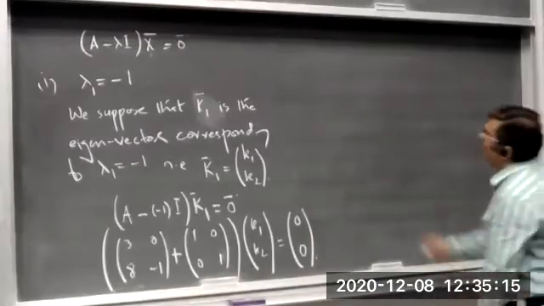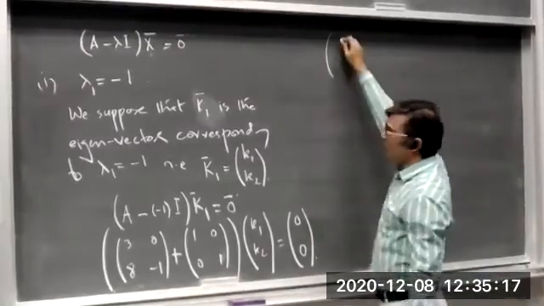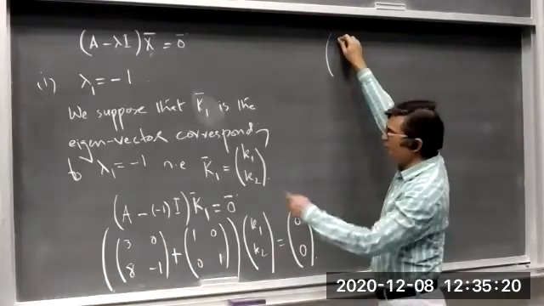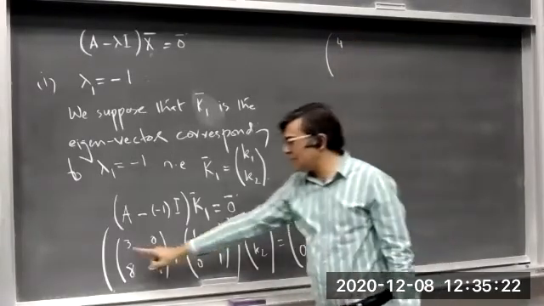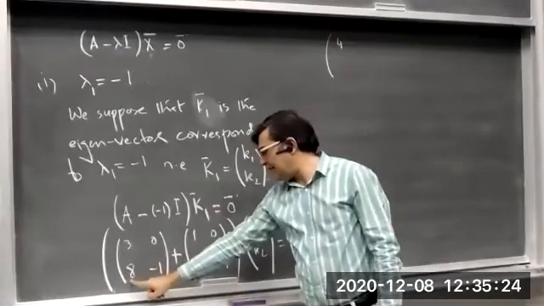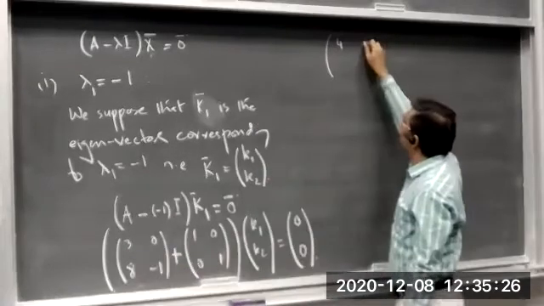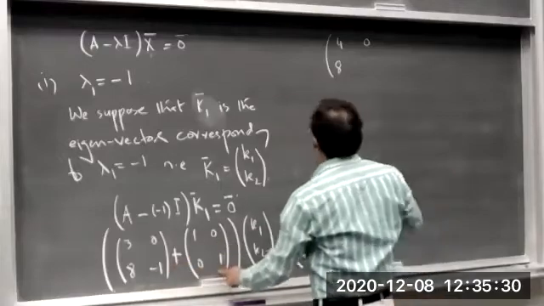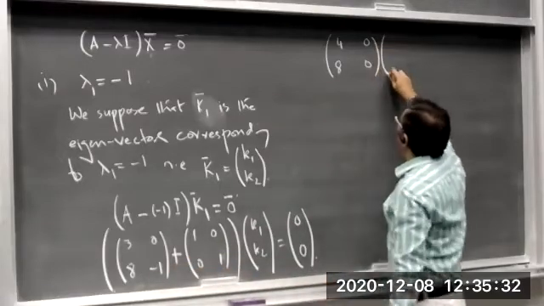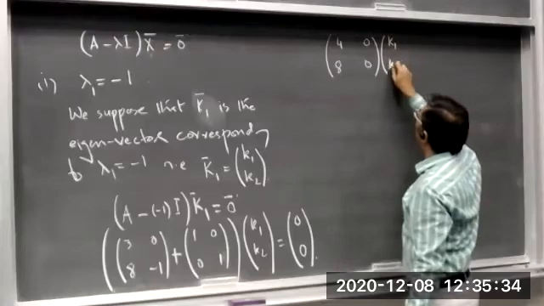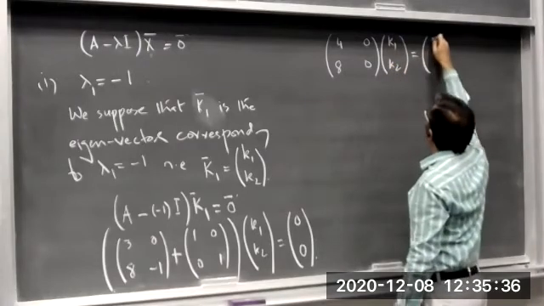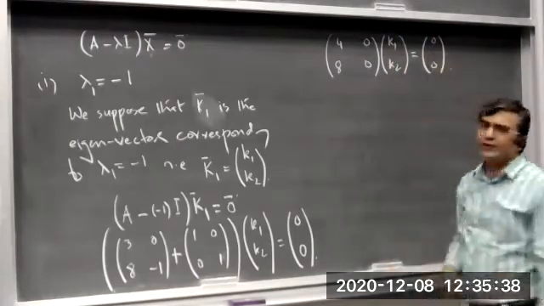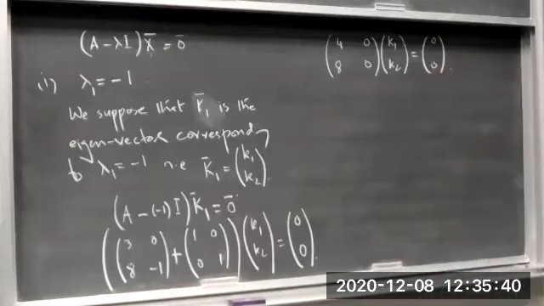Now, after solving this, what do we obtain? 3 plus 1 is 4, 0, 8, and minus 1 plus 1 is 0 again. And we obtain (k1, k2) equal to (0, 0). Now, this is your homogeneous linear system, and we need to solve it now.